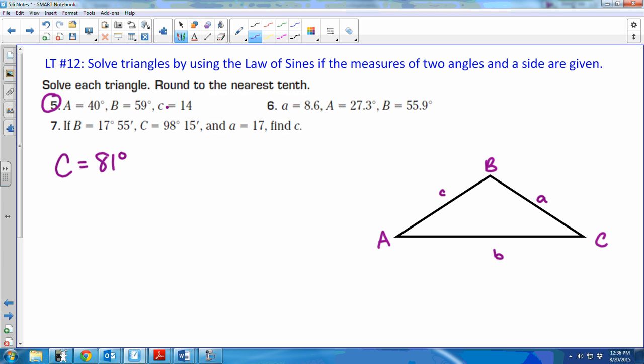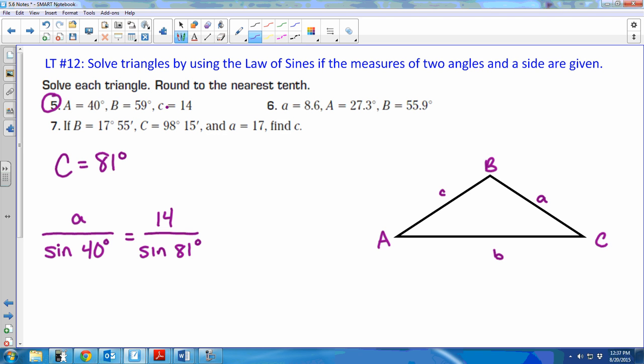Okay, so now that I have angle C, I can use law of sines. You could find side A or side B at this point. I'm going to go in alphabetical order, so I'm going to find side A first. You could find side B if you wanted to. So I don't know what side A is, but I know that that corresponds to angle A, so that goes over the sine of 40 degrees. And that equals side C, which is 14, over the sine of angle C, which is 81 degrees. So I don't even need the B stuff yet, right? I'm only picking the two ratios that will work for me.